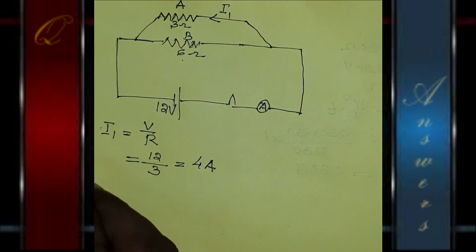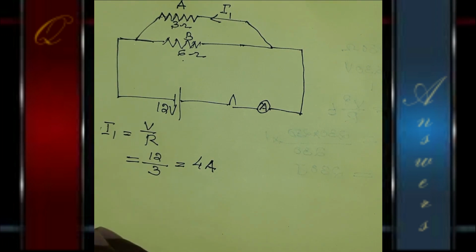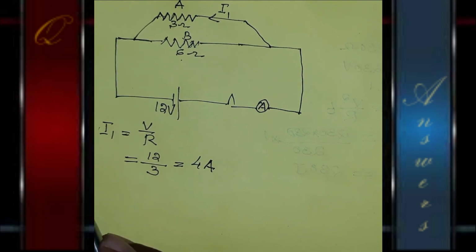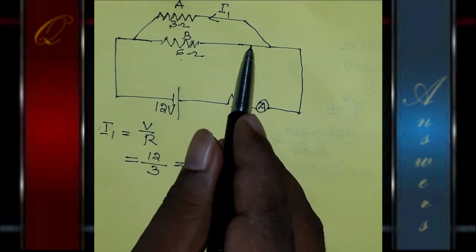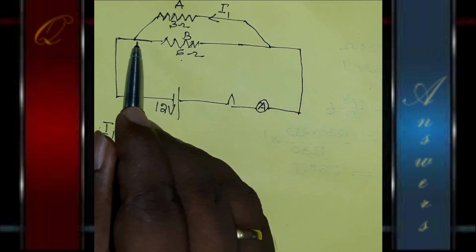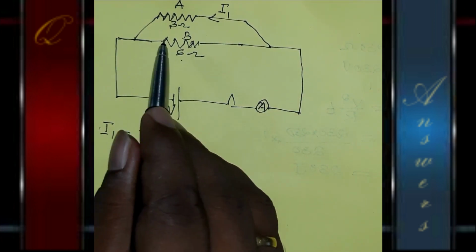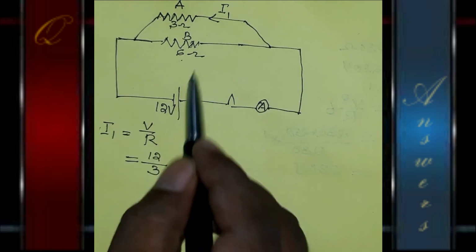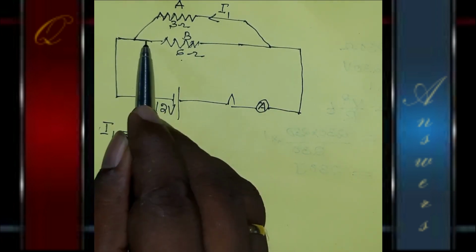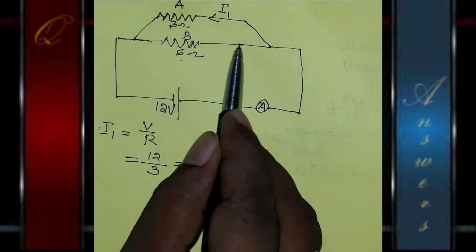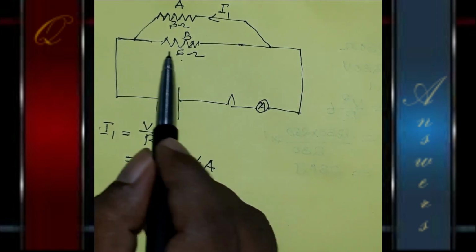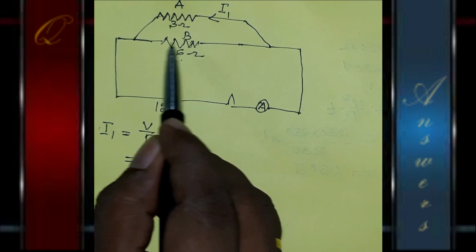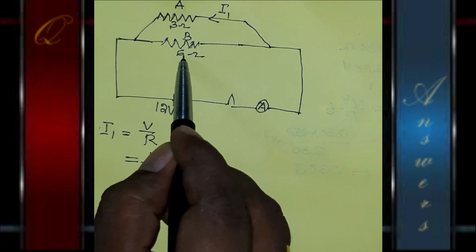Then the second question is, what is the current through the resistance B? What is the current through this resistance, this branch? This resistance is connected to this cell. What is the voltage across this resistance? Which will be 12 volt, because it is connected like this. So 12 volt is across this resistance. What is its value? 6 ohm.